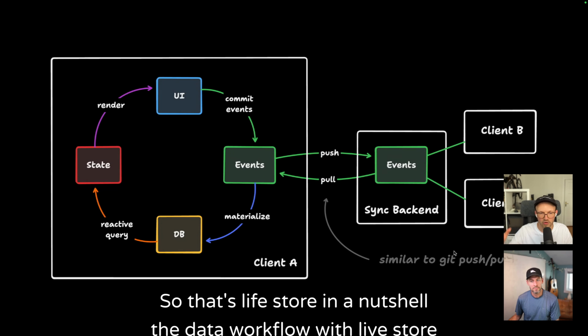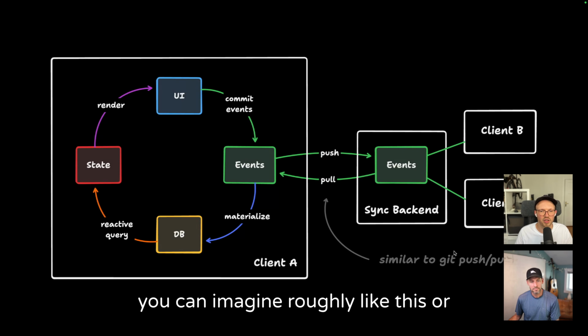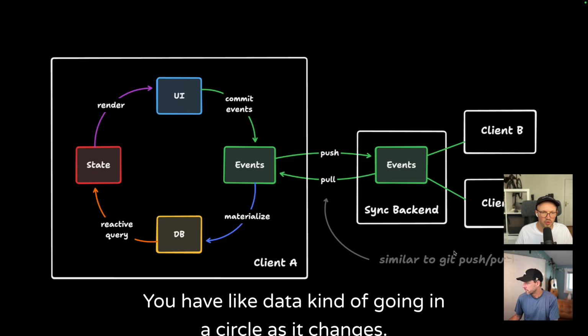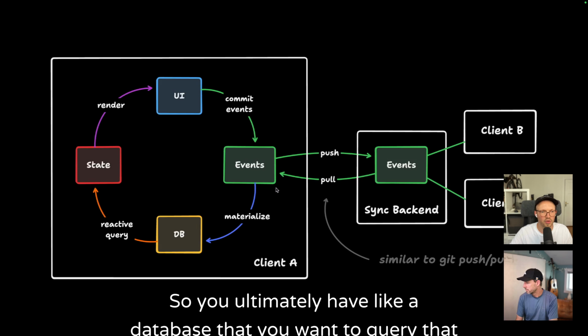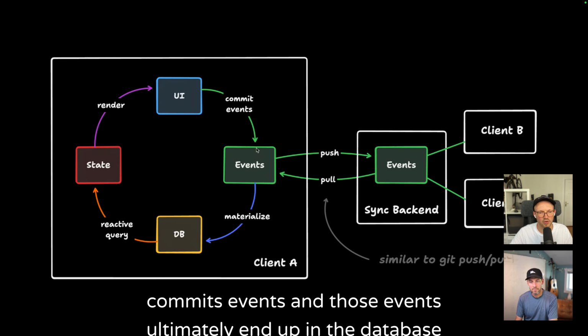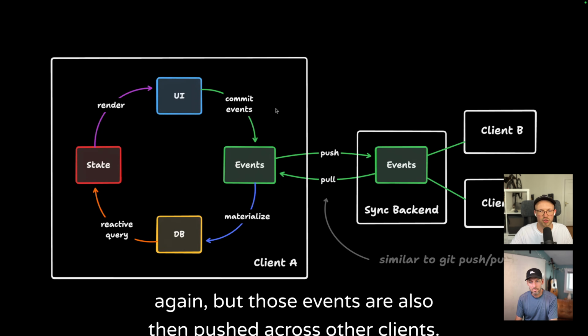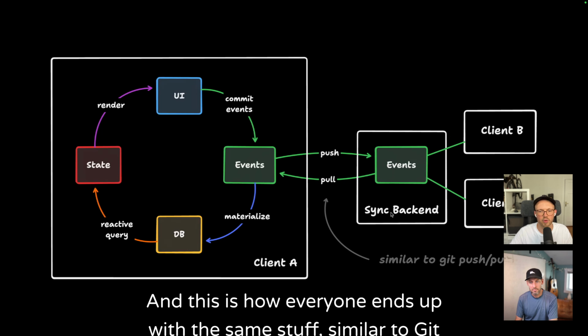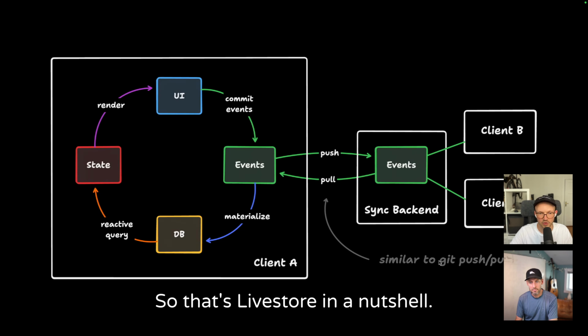The data workflow with LiveStore, you can imagine roughly like this, where you have data going in a circle as it changes. So you ultimately have a database that you want to query that drives the state. That state renders your UI, and from the UI, a user can do things that commit events, and those events ultimately end up in the database again, but those events are also then pushed across other clients, and this is how everyone ends up with the same stuff, similar to Git push and pull. So that's LiveStore in a nutshell.